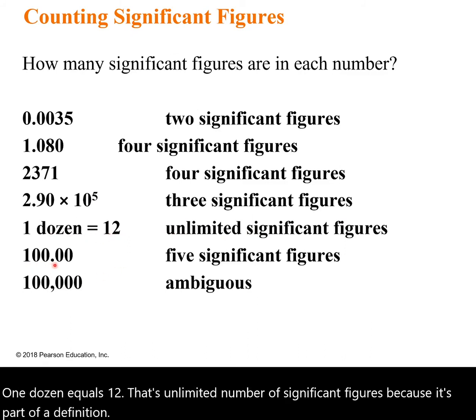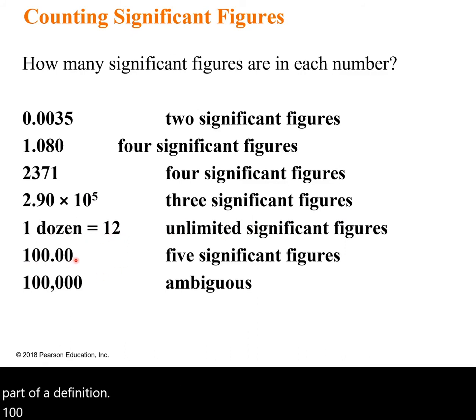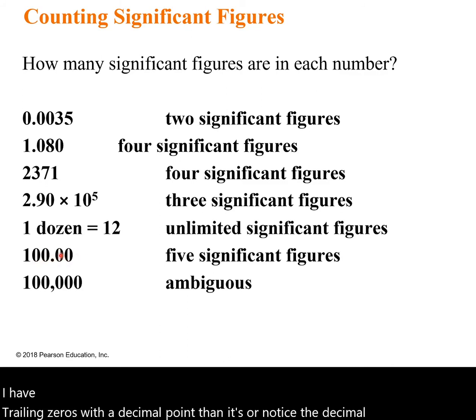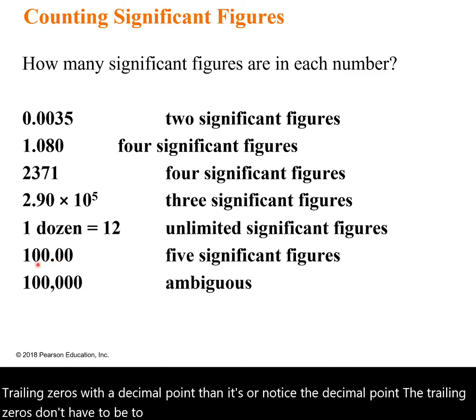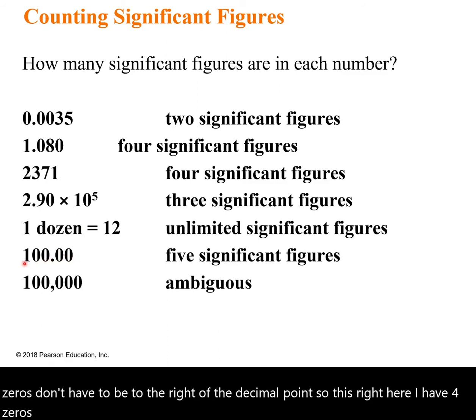100.00, I have trailing zeros with the decimal point. So notice the decimal point, the trailing zeros don't have to be to the right of the decimal point. So this right here, I have 4 zeros and 1 non-zero digit, total of 5. All of them are significant. That's 5 sig figs.